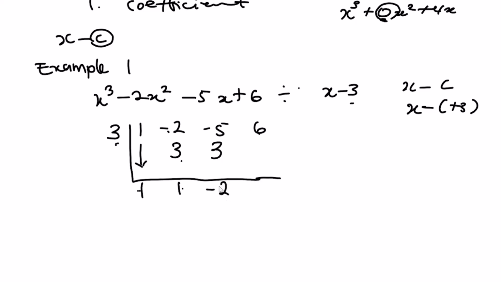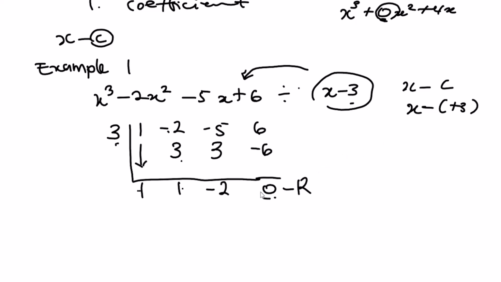Now, the next step: negative 2 times 3 will give you what? Negative 6. You add, you get 0. So the last digit here is the remainder. So anytime you divide and get a remainder of 0, it means that this divisor here is a factor of the polynomial given.